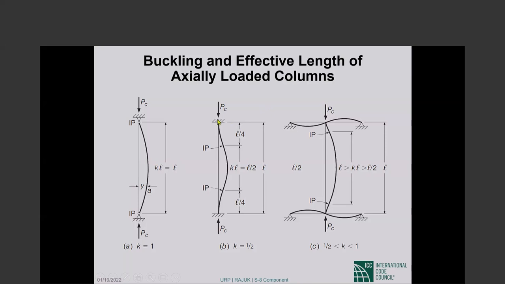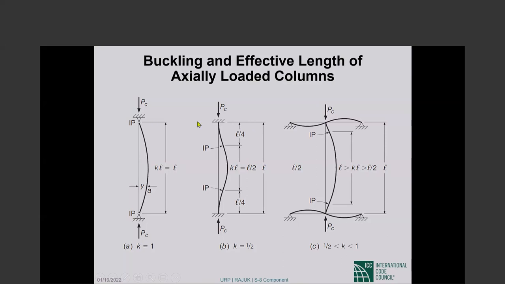Here, the ends are fixed, so there is no translation possible, and the rotation also is restrained. In that case, this portion between inflection points is similar to that. So K is 1/2. KL, the effective length, is 1/2 of the length of the column.